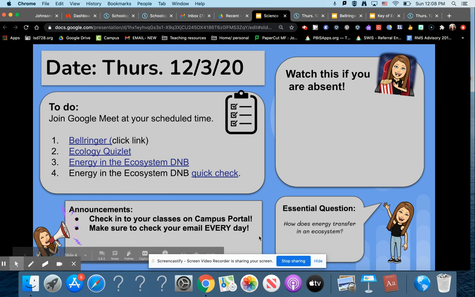All right, once you're done with that, today we're looking at how energy transfers in an ecosystem. We know that different animals eat different things, and the purpose of eating is to transfer energy from one organism to another. We're going to look at some of the different pieces of that by looking at food chains and food webs. And then tomorrow you're going to be creating a food web for your biome.